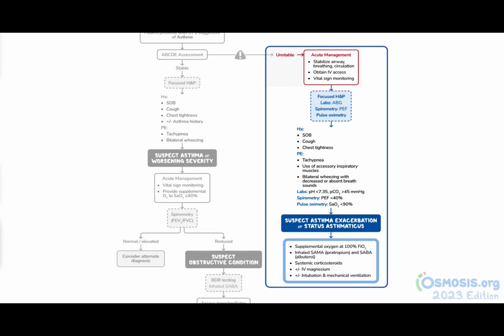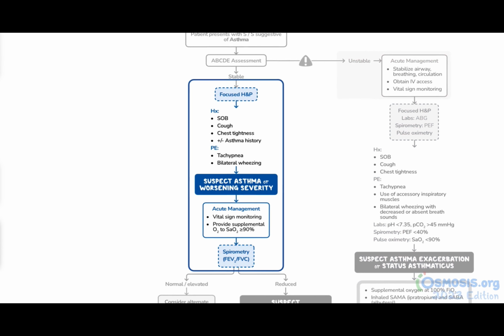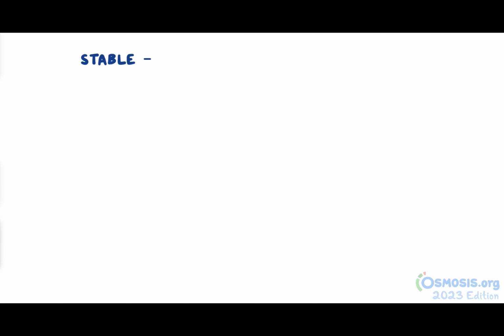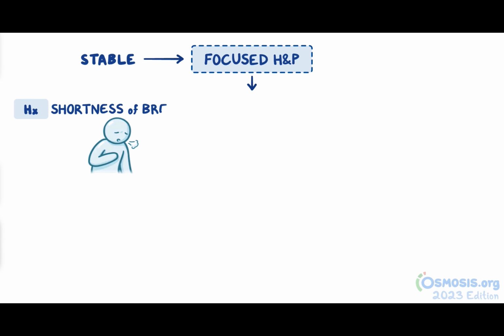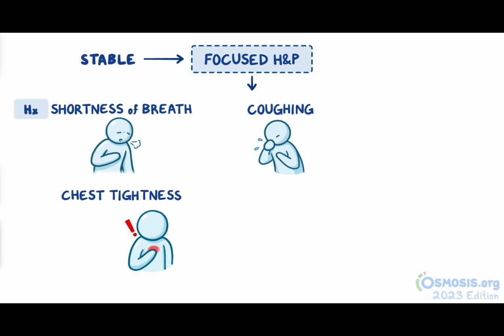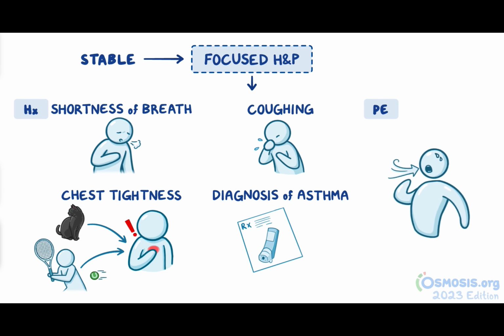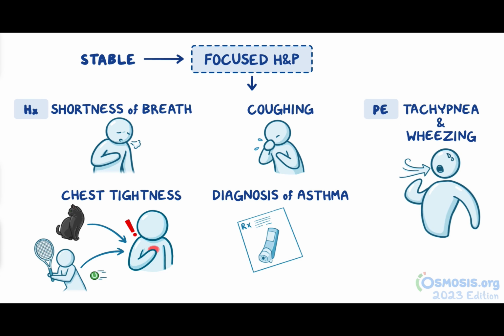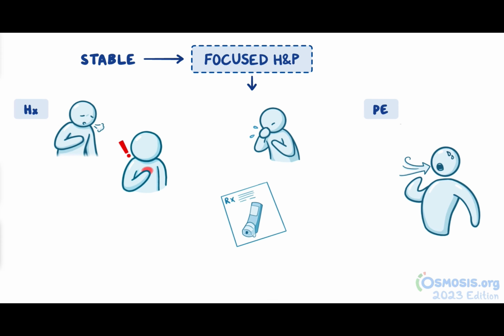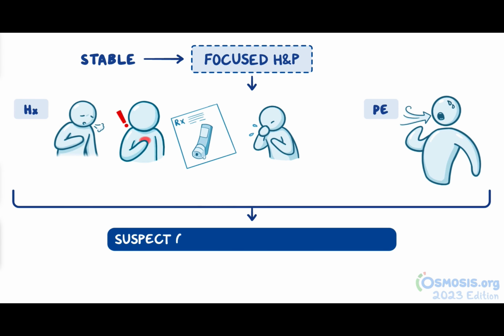Now, let's go back to the ABCDE assessment and discuss stable patients. First, perform a focused history and physical. Your patient is likely to report shortness of breath, coughing, and chest tightness, often triggered by allergens and exercise, and they may even have an existing diagnosis of asthma. On the other hand, physical examination often reveals tachypnea and wheezing. If this is the case, suspect asthma, or if your patient has already been diagnosed with asthma, suspect worsening of its severity.